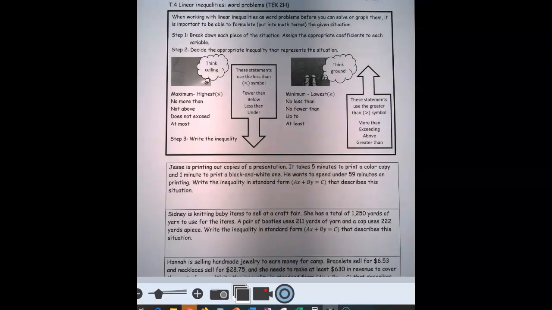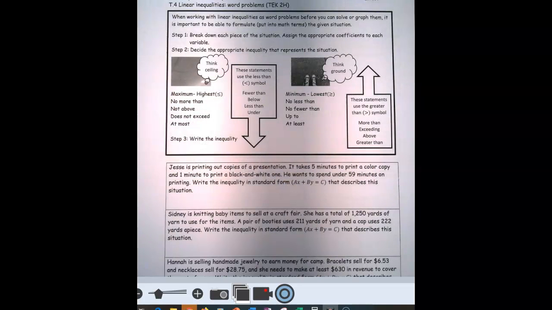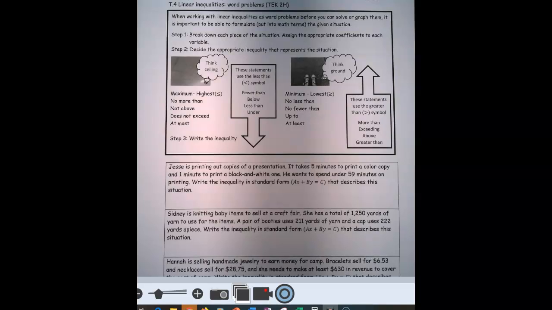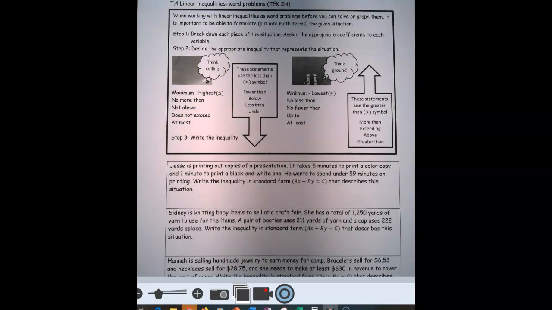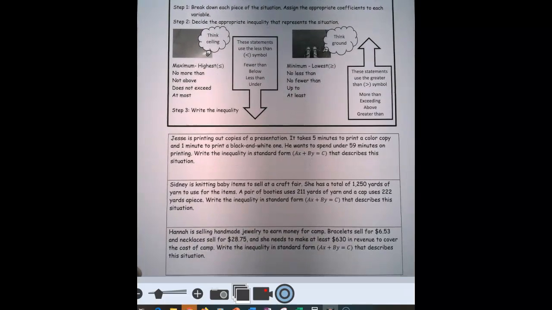Then I want you to think about, what if something is greater? Well, if it's greater, then it's above everything, right? So these are just some words that you can use. I'm not going to ask you to memorize them because I want you to be able to reason through what you're doing. It's just a guide. So let's go ahead and look at these three problems that we have and work through them.